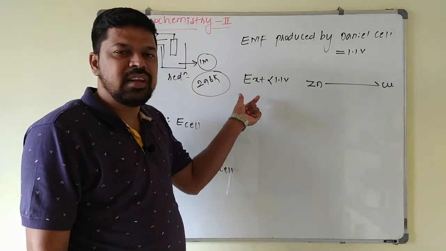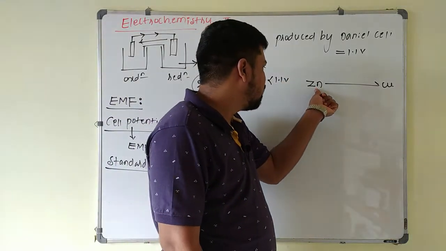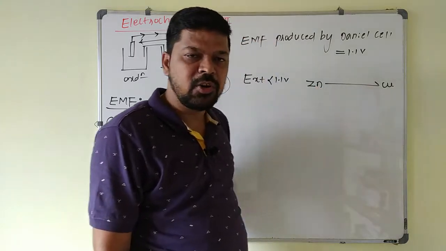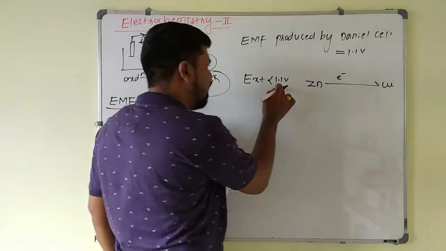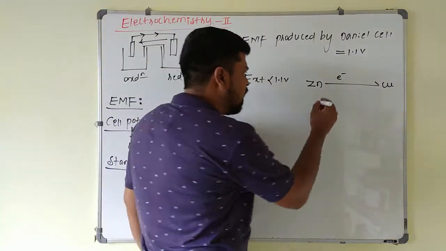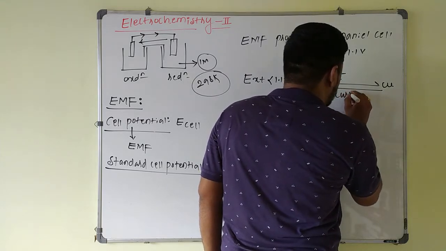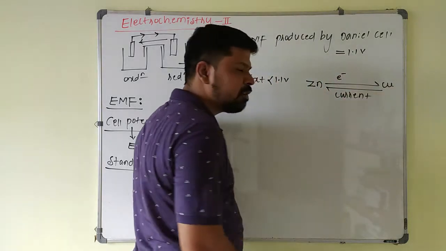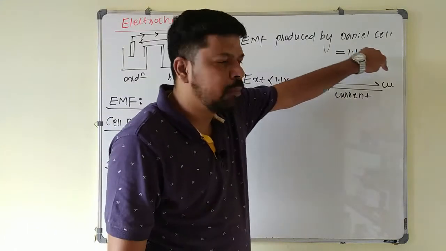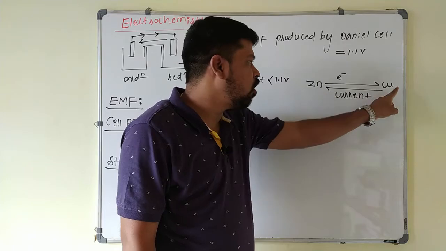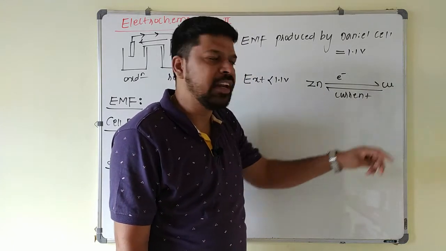The flow of electrons will be decreasing, but the electrons will always be flowing from zinc to copper whenever the external applied potential is less than 1.1 volt, so the current will be flowing in the opposite direction. The current will flow from copper to zinc here. Zinc undergoes oxidation, copper undergoes reduction, so zinc will be dissolved and copper will be deposited.